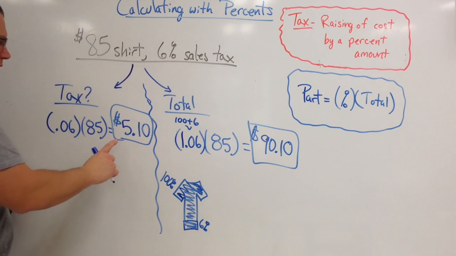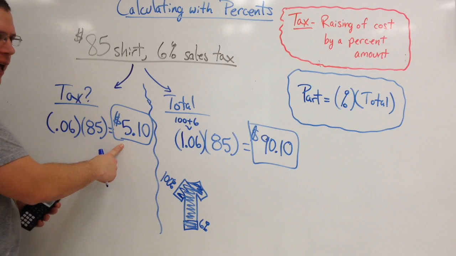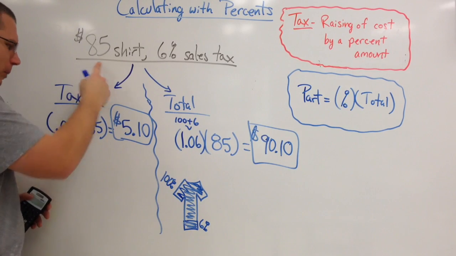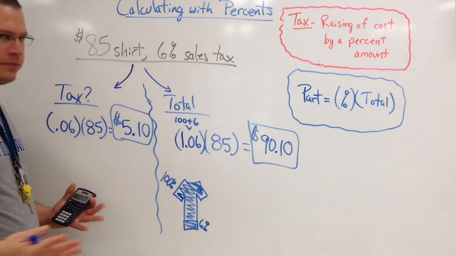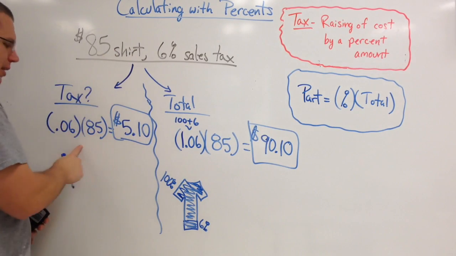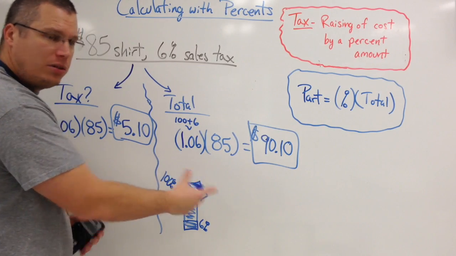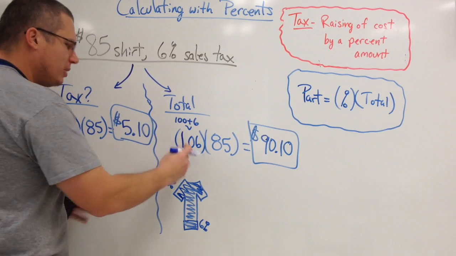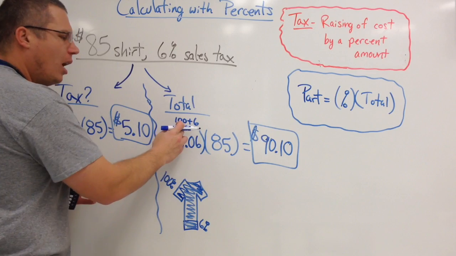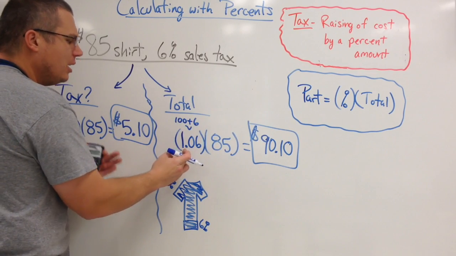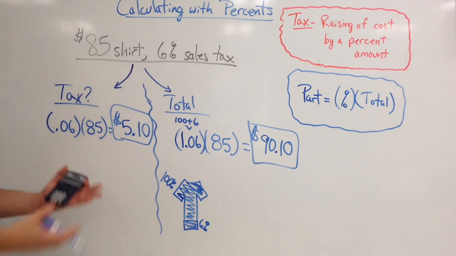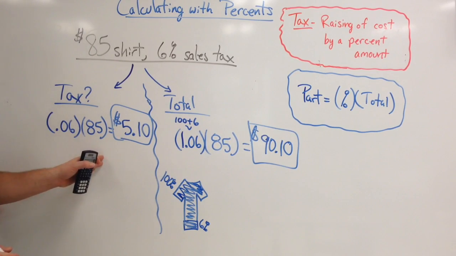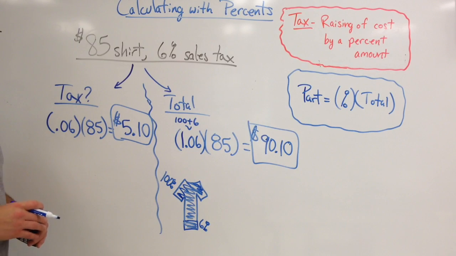Now, you could have also, oh, I owe $5.10 tax? Okay, 85 original plus $5.10 gives me $90.10. Your choice. You could calculate the tax and then add it to the original, or you could just think in your head, what percent do I actually owe on this? Oh, 100% of the shirt plus 6% sales tax is 1.06. Multiply, $90.10, tax $5.10 plus the 85 original. So these are the two questions you could be asked with sales tax.